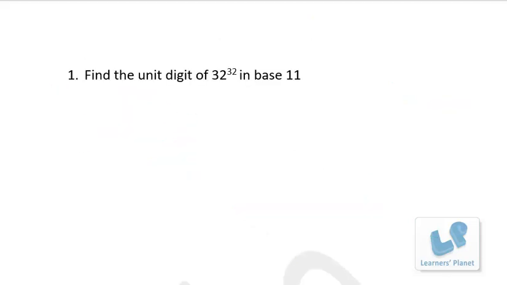Now on a similar concept, we have one more problem. Find the unit digit of 32 raised to 32 in base 11. That is nothing but another way of asking for the remainder, right? Precisely, 32 raised to 32 divided by 11, what is the remainder? And that remainder will be the unit digit of this number, right?